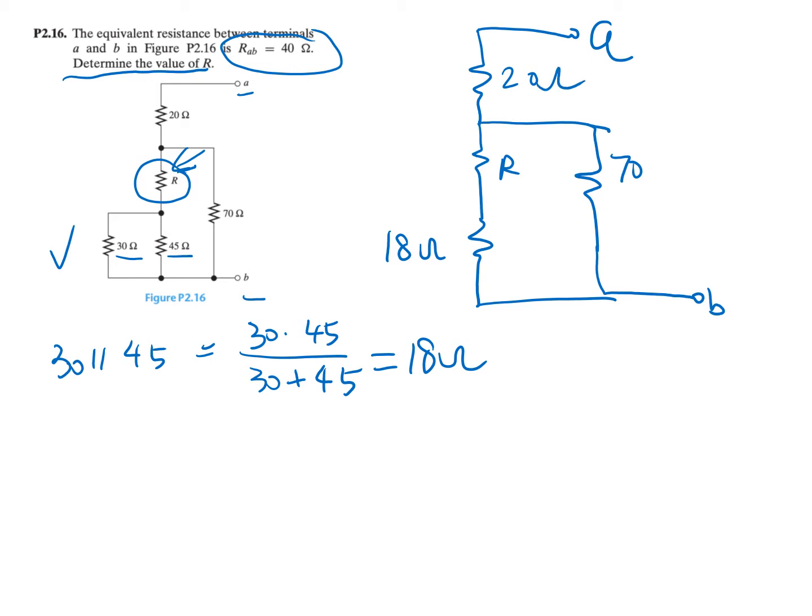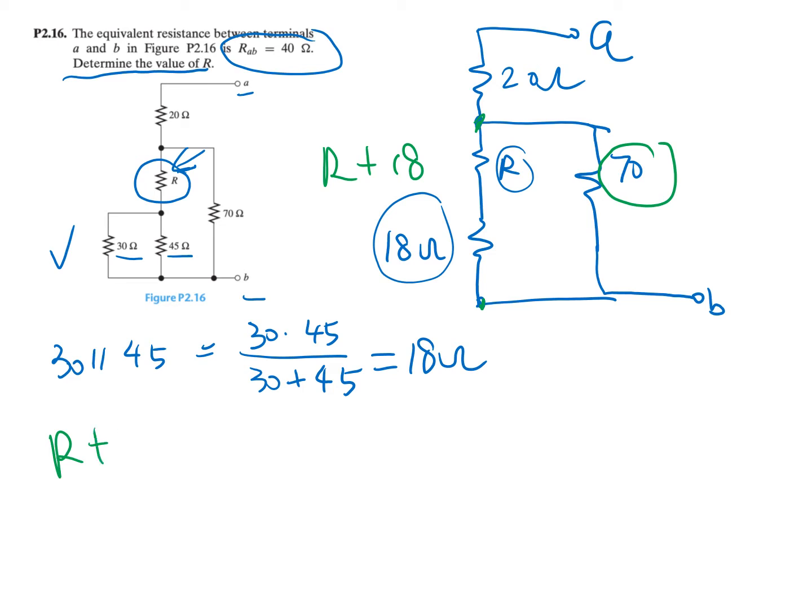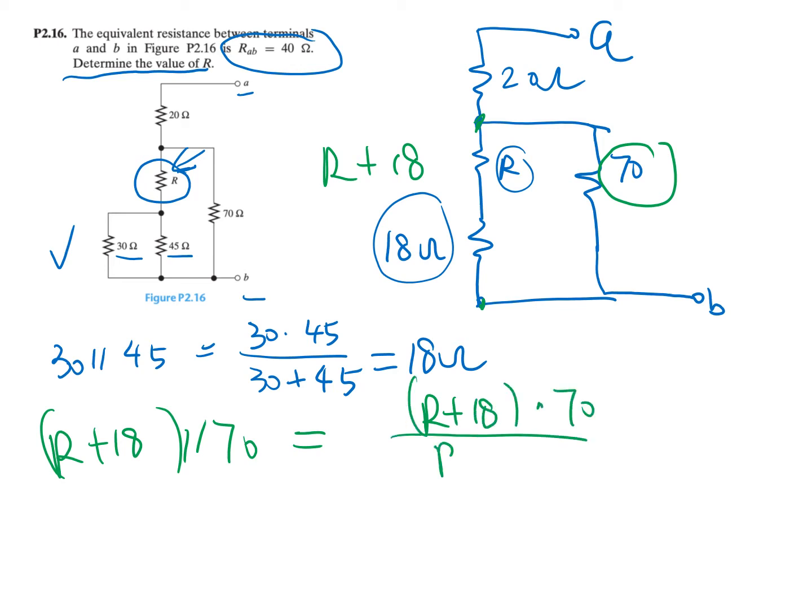So let's continue to simplify the circuit. We have R and 18 connected in series, so together they become R plus 18. And R plus 18 is connected in parallel with the 70 ohm here. So we have R plus 18 in parallel with 70, and we substitute in our formula, R plus 18 times 70 over R plus 18 plus 70. If we simplify this, we're going to get 70R plus 1260 over R plus 88.